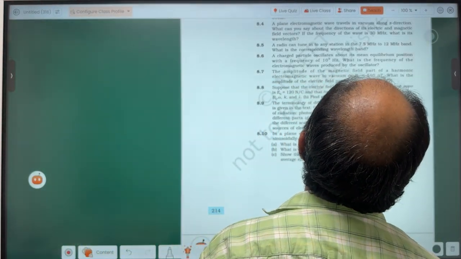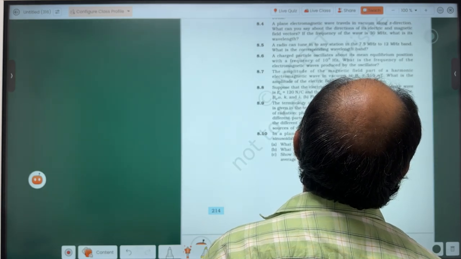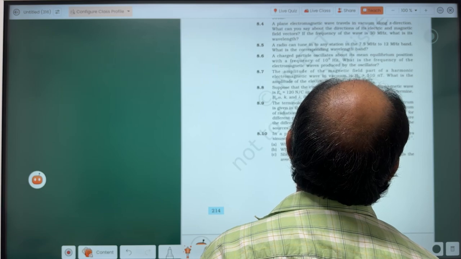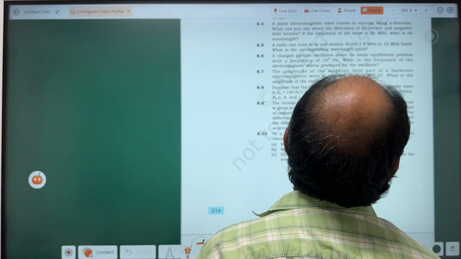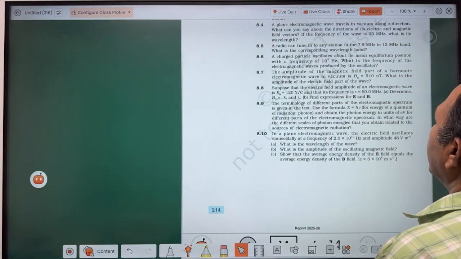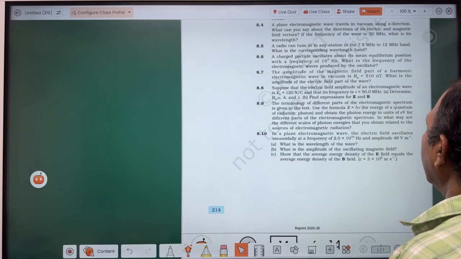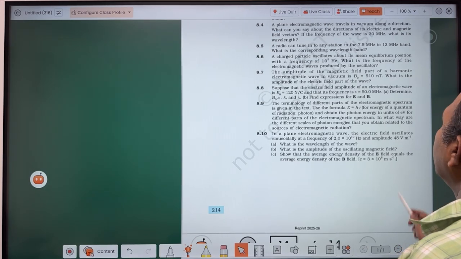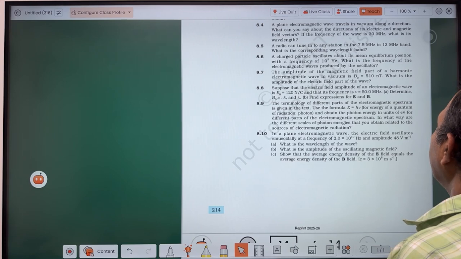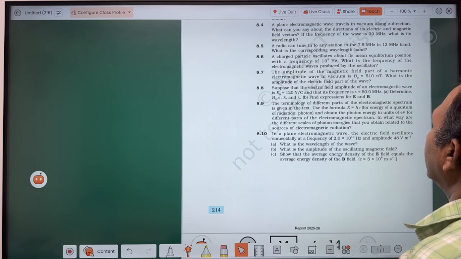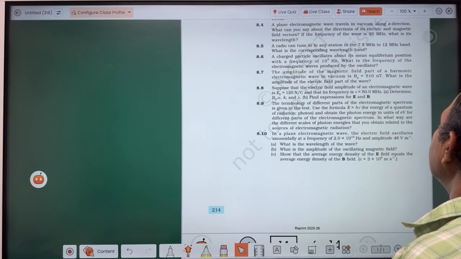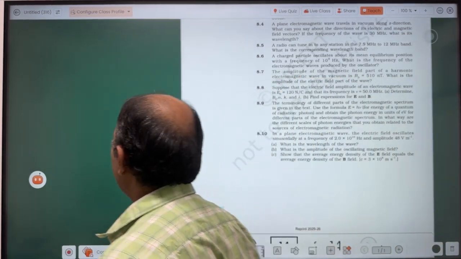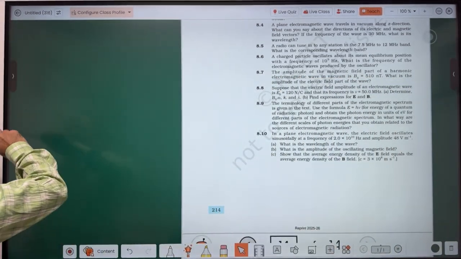Next question says the terminology of different parts of the electromagnetic spectrum is given in the text. Use the formula E equal to h nu for energy of quantum of radiation, photon, and obtain the photon energy in units of eV, electron volt, for different parts of electromagnetic spectrum. In what way are the different scales of photon energies that you obtain related to the source of electromagnetic radiation? So this is a simple question.